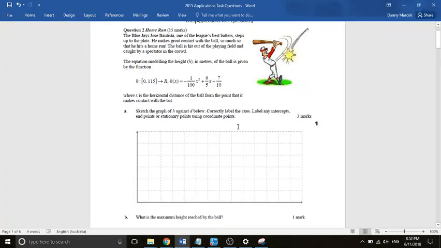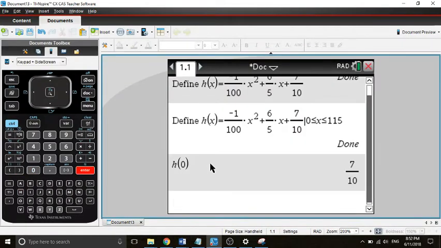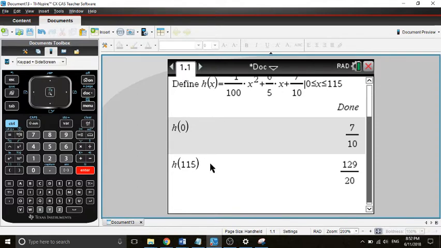So we want to sketch that graph first. We know we're going to go between 0 and 115. So we'll evaluate h of 0, just to set our window, and h of 115. Okay, so we know we're at about 70 centimeters, and then we end up at some height. So let's have a look at this.